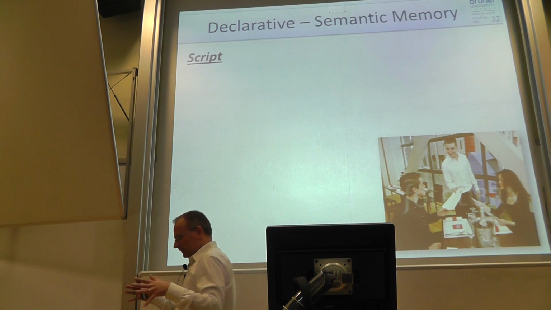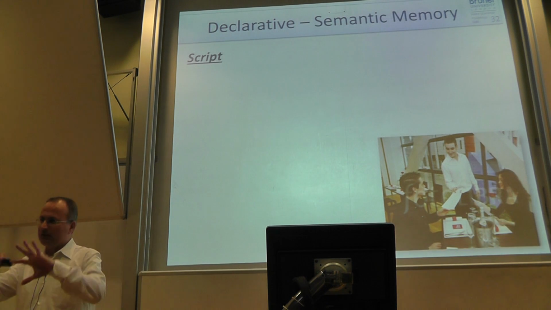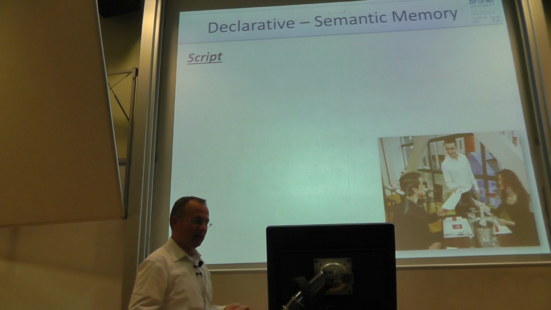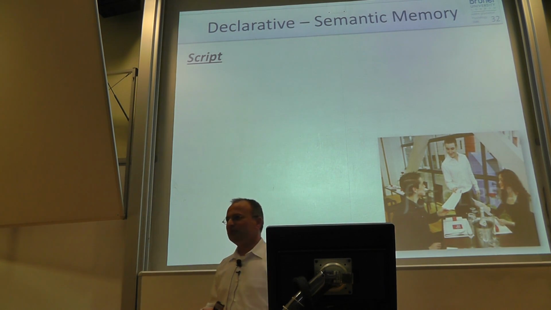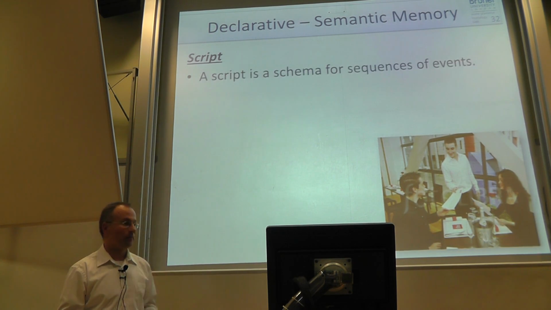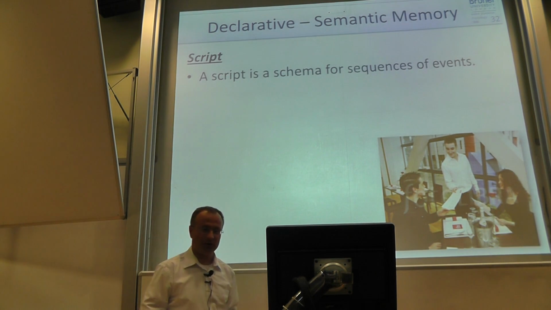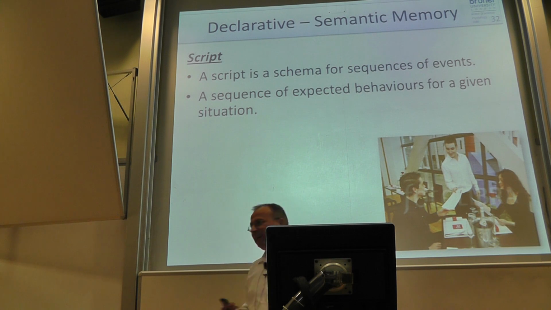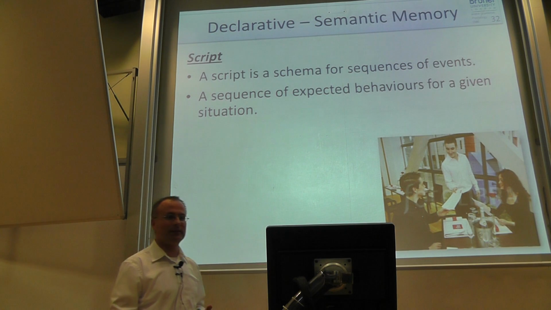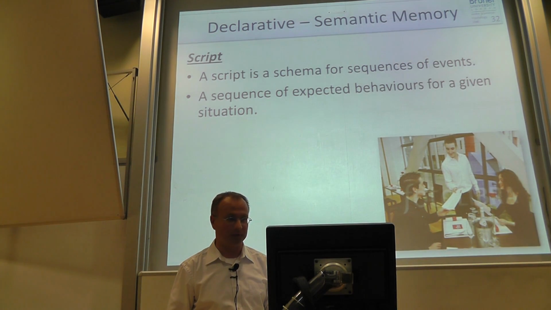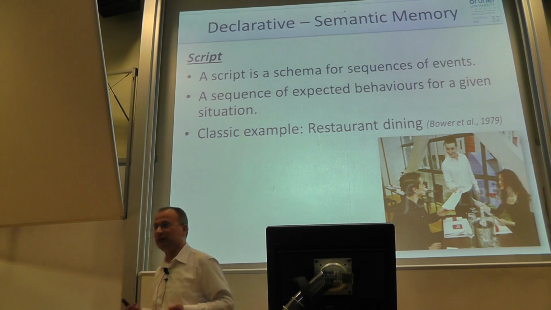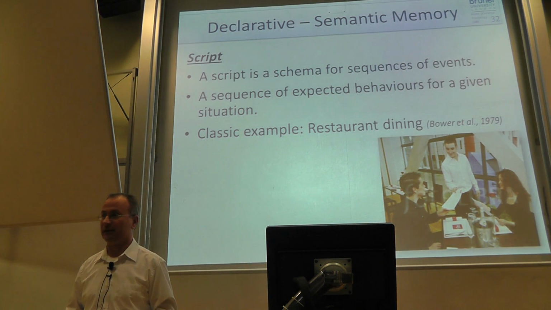Okay, so that was a schema, and that is kind of the highest level of organizational structure we speak about today. And a script is basically a schema for events. In other words, it is a sequence of expected behavior for a given situation. A very classic and traditional example that is often used in the literature is restaurant dining.